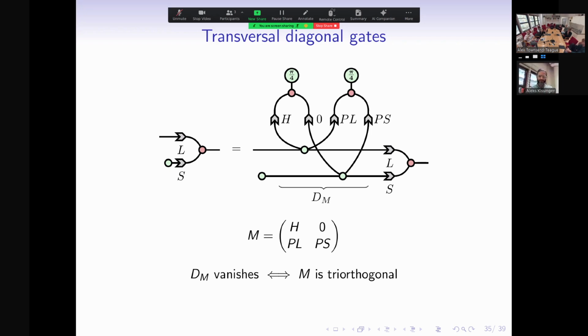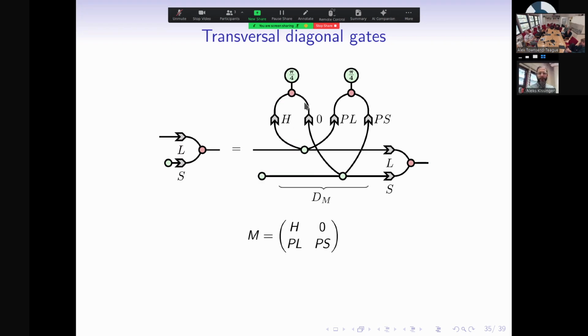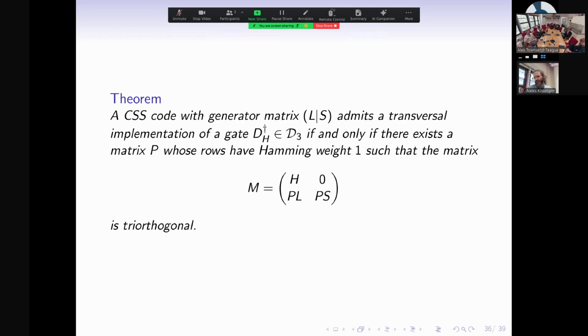What's the 0, and why don't you just omit the wire? I put the wire in here, whereas here the wire is omitted, so that I can pack it all into one matrix, so that you can say it as a matrix condition. And here's the theorem, you could say, which puts it all together: I have a transversal implementation of this thing if and only if there exists P doing that.